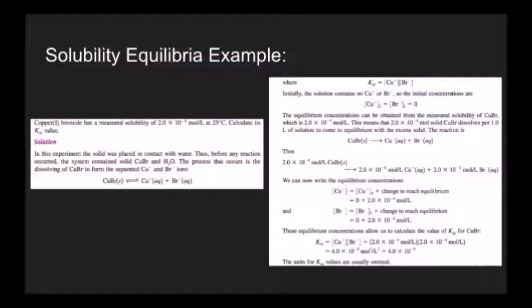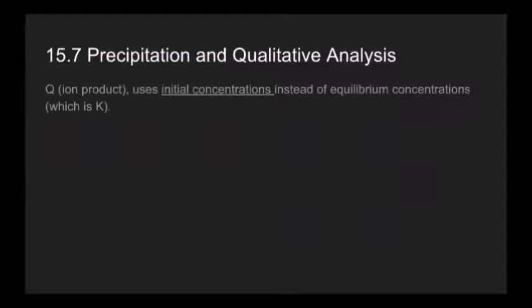But however, after the reaction proceeds to the right, you would have 2.0 times 10 to the negative 4 mole per liter of copper and 2.0 times 10 to the negative 4 moles per liter of bromide ion. And once you plug into the Ksp equation, you would get Ksp is equal to (2.0 times 10 to the negative 4) squared. Okay, next, we're going to talk about precipitation and qualitative analysis.